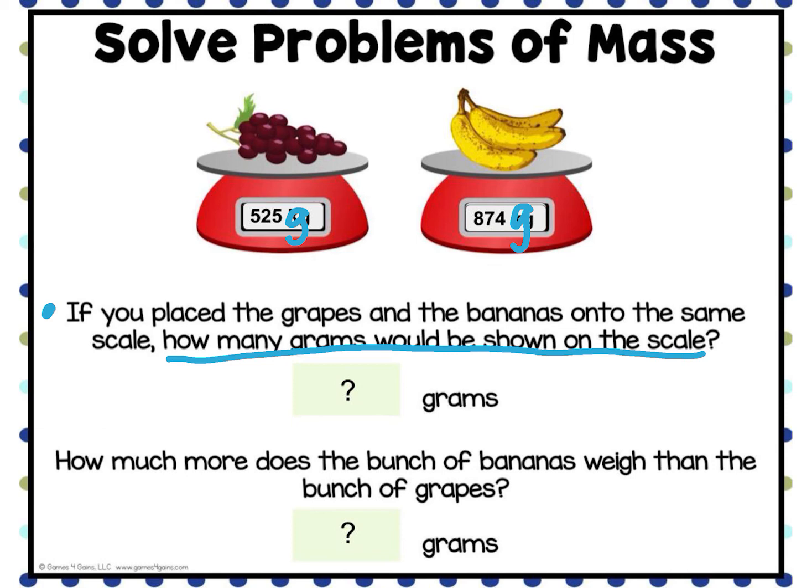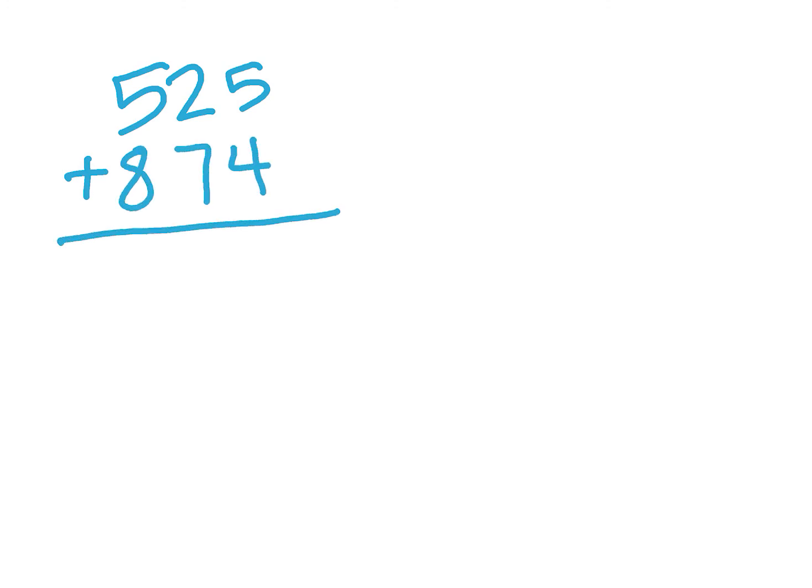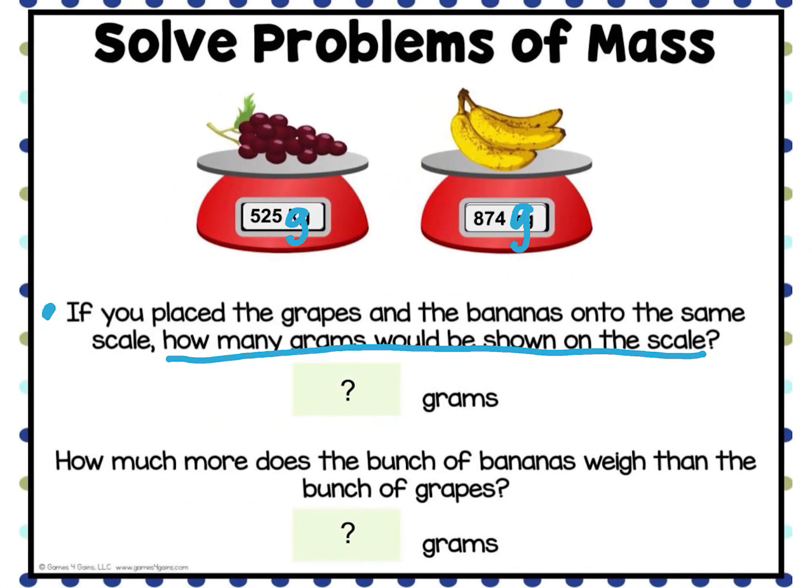If I look at my blue card, I see that there's how many in all. That means that we're going to be adding, right, these two weights together. So we had 525 plus 874. I'm going to start in the ones column. 5 plus 4 is 9. Okay, let's go in the tens column. 2 plus 7 is 9. And then 5 plus 8 is, I'll give you a little bit more think time, 13. Wow, look at all those grams. So it's 1,399 grams. That is a lot of weight.